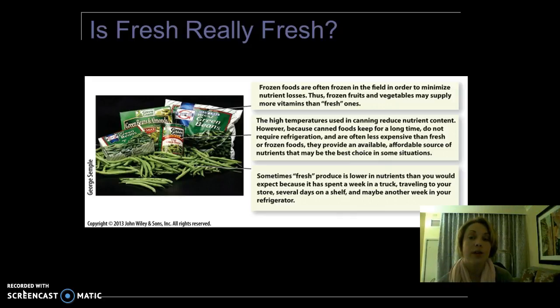Therefore, they provide an available, affordable source of nutrients that could be the best choice in some situations, especially for those low in socioeconomic status that might be relying on a food bank or a food pantry, or for those people who don't have access to refrigeration, such as those who travel a lot to get the fresh vegetables. Fresh produce is often lower in nutrients than you would think because it spends so much time traveling to the grocery store. Therefore, if you're picking fresh vegetables, picking local fresh vegetables will probably both save you some money and increase the nutrient density.